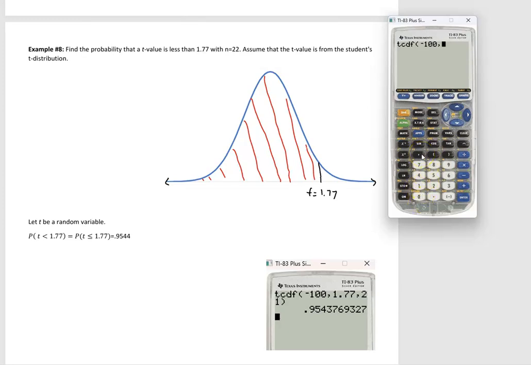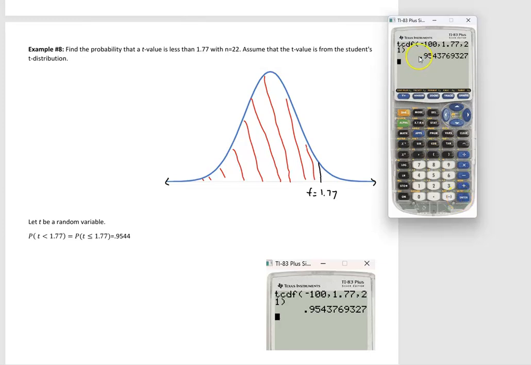Negative 1,000 may be fine. You're just looking at extreme values. And then the next value, which is the upper bound, is 1.77. The actual sample size being 22 means that your degrees of freedom are going to be 21. Once again, we're trying to trick the calculator to evaluate an integral from negative infinity to 1.77, or it's just saying evaluate a formula that goes from negative infinity to 1.77. And any large value will work so that it evaluates the proper formula.